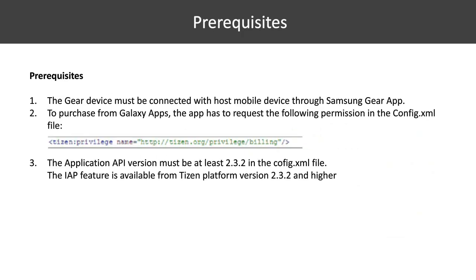So these are the prerequisites to start using your IAP APIs. To purchase from the Galaxy apps, the app has to request the following permission in the config.xml file. http://tizen.org/privilege/billing is the privilege that should be declared in the config.xml file. And the IAP APIs are supported from Tizen platform 2.3.2. So your app should be supported from 2.3.2 and higher.